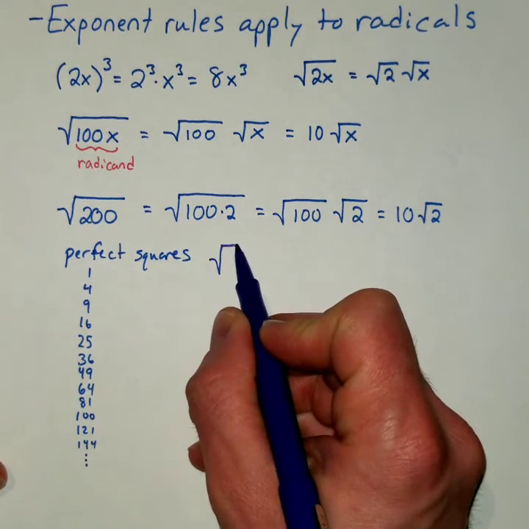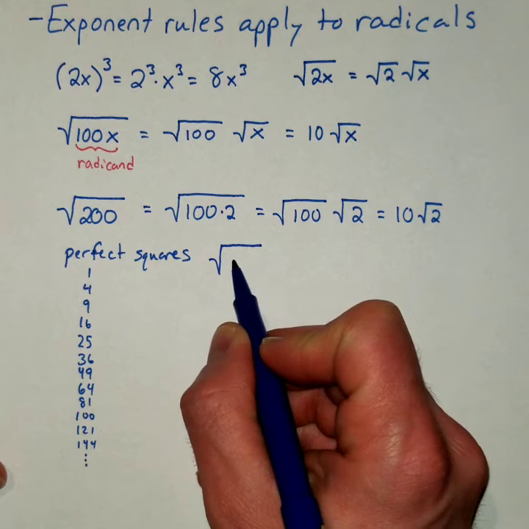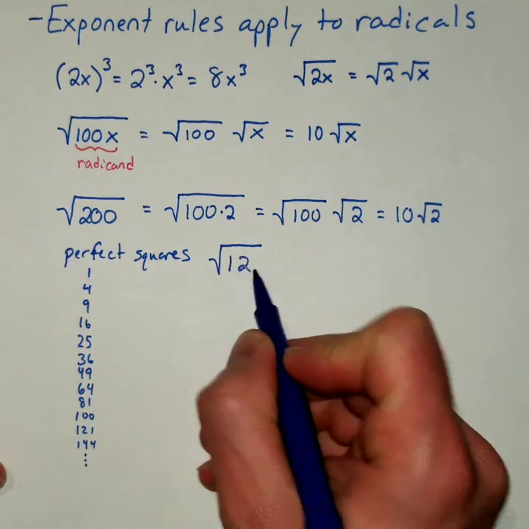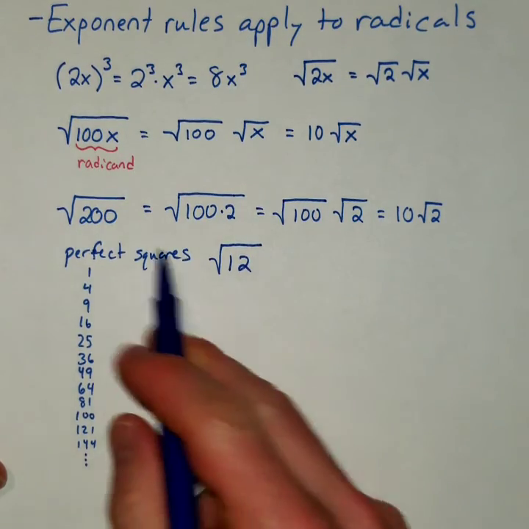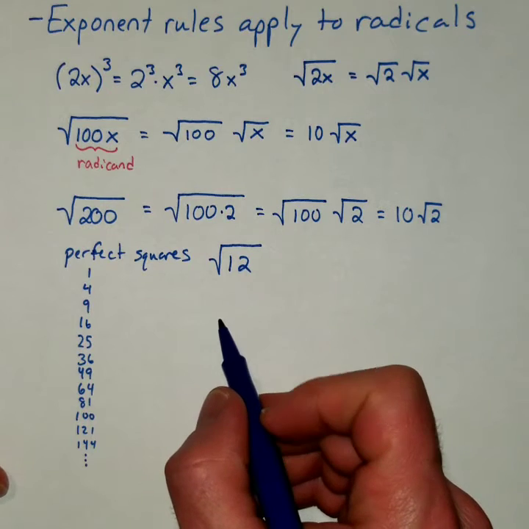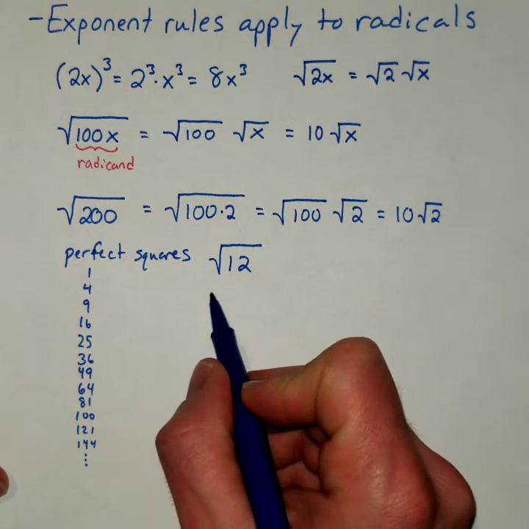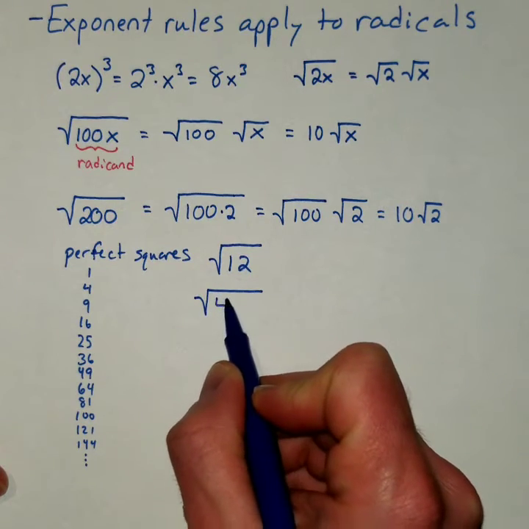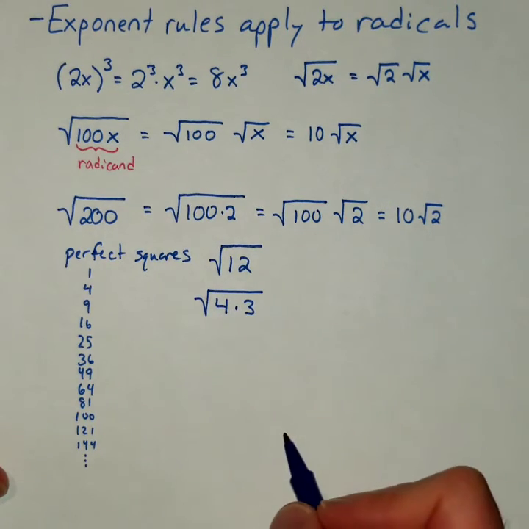Something like the square root of, let's see. Let's take the square root of 12. It's kind of a simple example. And instead of writing these horizontally, I'm going to work them vertically just to save a little space here. The square root of 12, well, 12 can be written as 4 times 3.